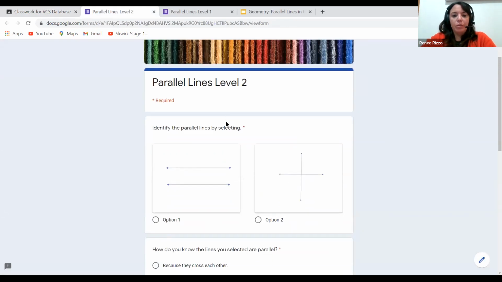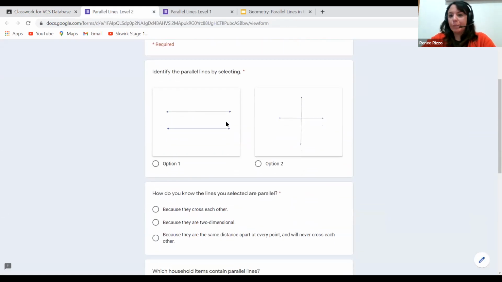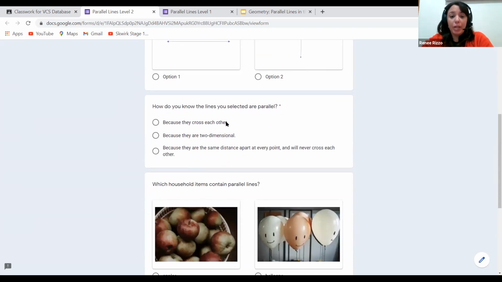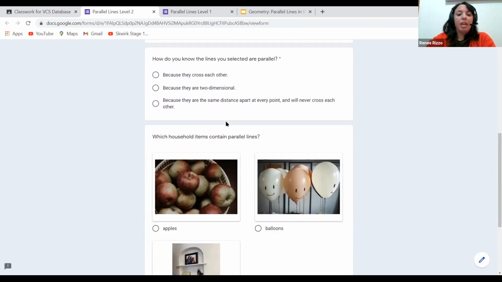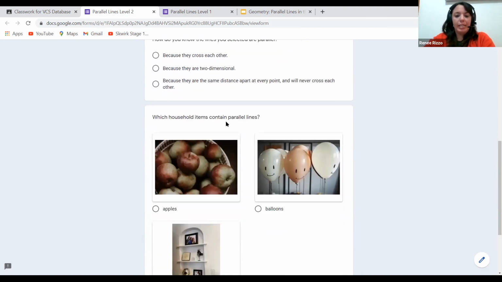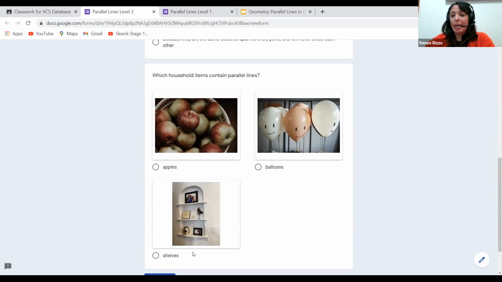For level 2, it's identify the parallel lines by selecting, which is still the starting point. And then how do you know the lines you selected are parallel? The choices are because they cross each other, because they are two-dimensional, or because they are the same distance apart at every point and will never cross each other, which is, of course, the correct answer here. And then which household items contain parallel lines: apples, balloons, or shelves. And I purposely included a picture from the lesson in the hopes that this would connect with the students and they would remember what they learned.